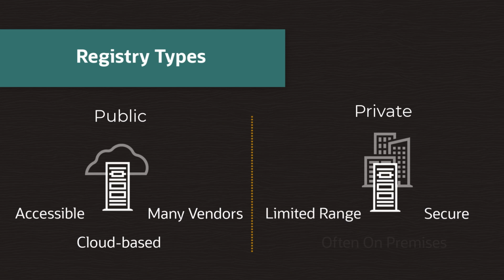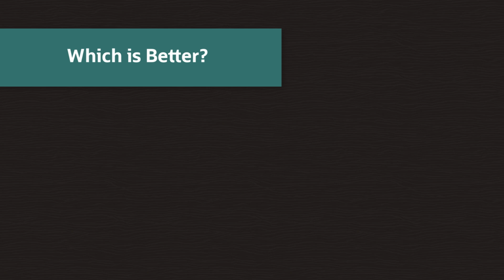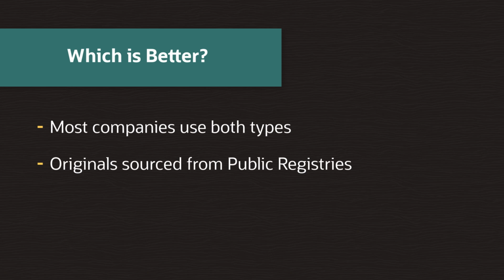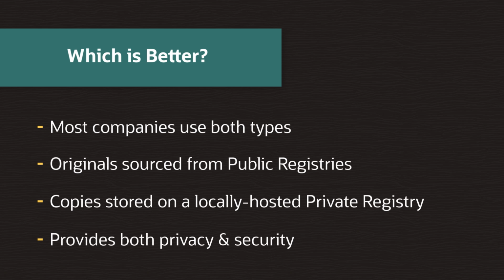Private registries can be hosted either in the cloud or air-gapped, which means having no external connectivity, on physical hardware also located on the business premises. You may be wondering which is better. Well, both have their uses. Most companies source their base images from a public registry and then host their own applications based upon these originals on a private, internally hosted registry, thereby ensuring both privacy and security for their own internally deployed applications.